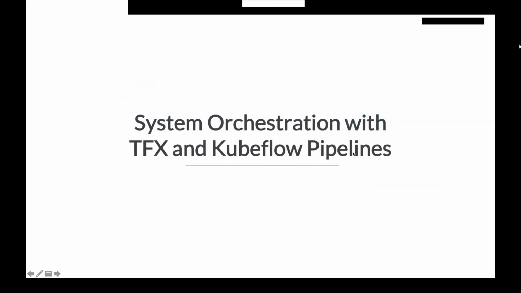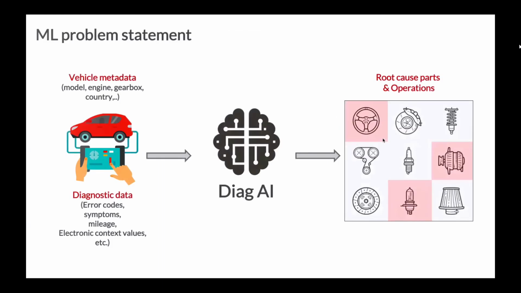So let's move now to the second part, and let's see how we can productionize our multi-label system to solve a real-world problem. At Renault, we have this machine learning use case for the department of after sales. Suppose that we have all the data from any car coming back to a Renault garage for maintenance. We know the model of the car, the engine, the gearbox, and the country. And we also have some diagnostic data like error codes, symptoms, the mileage of the car, and electronic context values.